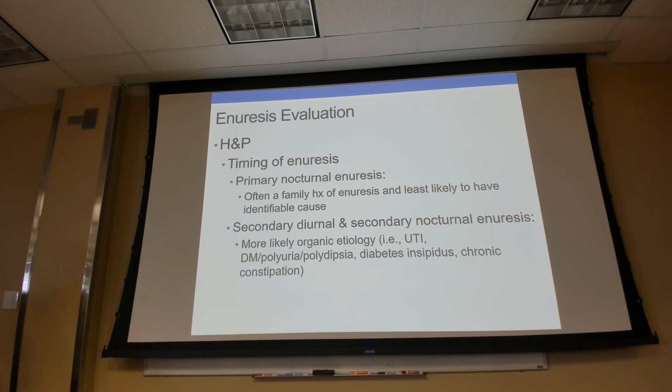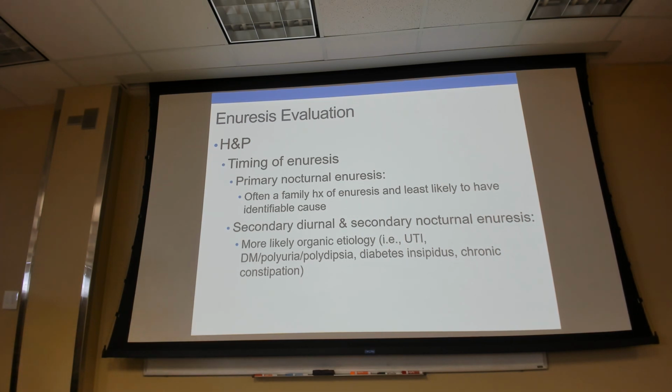I think if one parent had primary enuresis, it's like 60% that the child will have it. And if both parents had primary enuresis, it's 95%. So if both parents were bedwetters, your child is probably going to be as well, just statistically, epidemiologically.